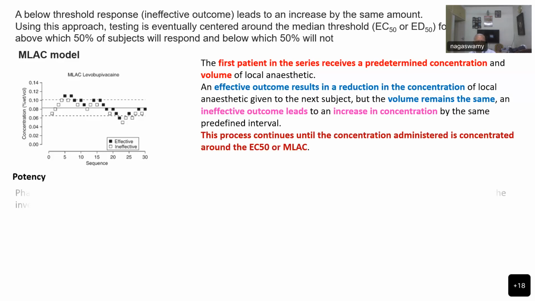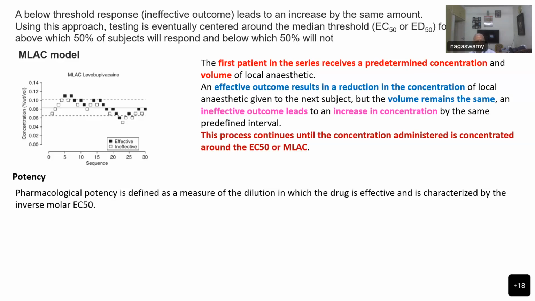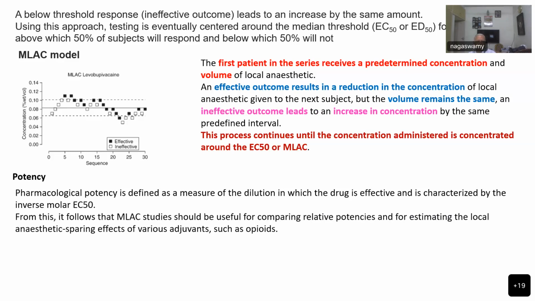Now, the potency of the local anesthetics varies from drug to drug. So the measure of dilution in which the drug is effective is characterized by the inverse molar EC50 of the drug, that is effective concentration. From this it follows that MLAC studies should be useful for comparing relative potency, just like your MAC for inhalation agents, and for estimating local anesthetic sparing effects of various adjuvants such as opioids.